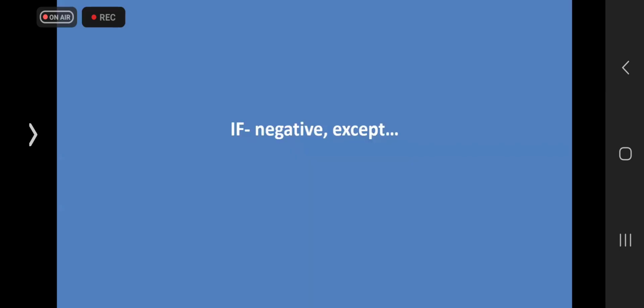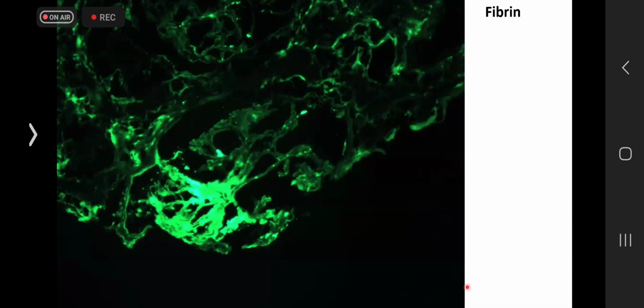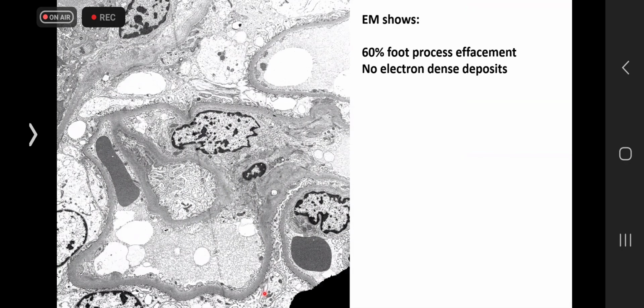And next slide, please. So immunofluorescence was essentially entirely negative, except for anti-fibrin. So the fibrin is staining in some of the glomeruli, and this corresponds to the area of fibrinoid necrosis that we saw before. Next slide. Electron microscopy was helpful in that it did not show any electron dense deposits, so it confirms the immunofluorescence being negative. And podocytes showed 60% effacement.